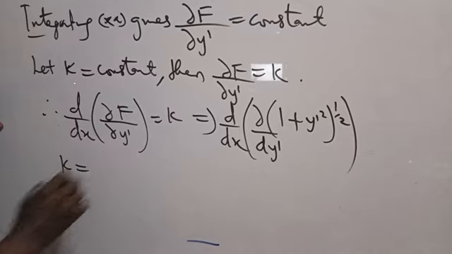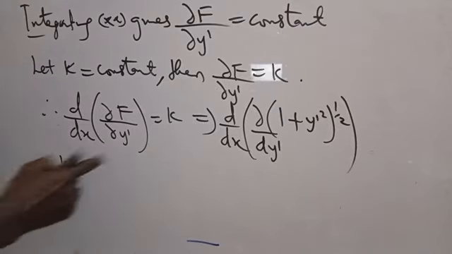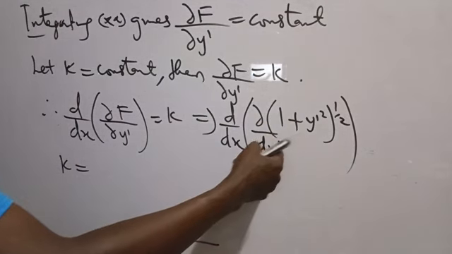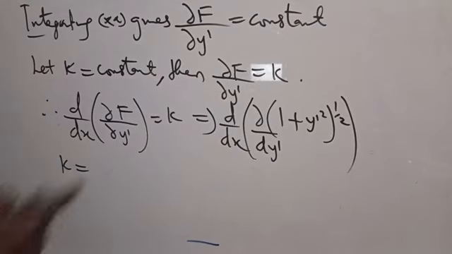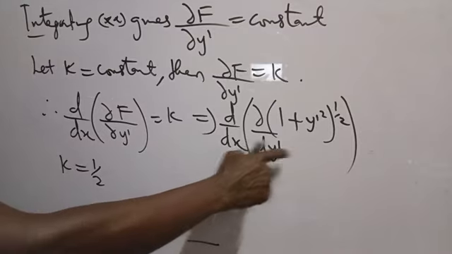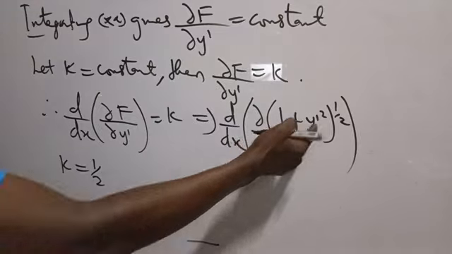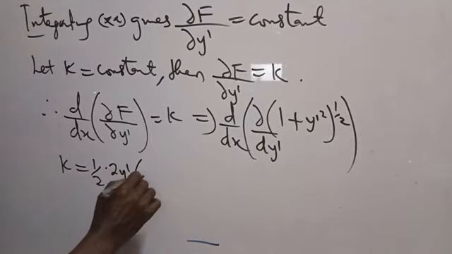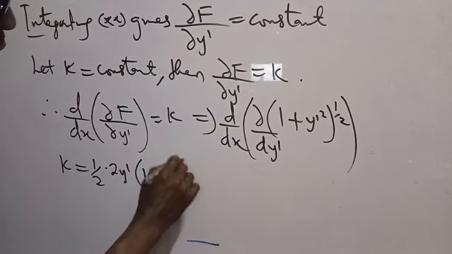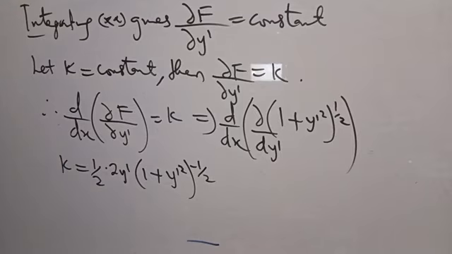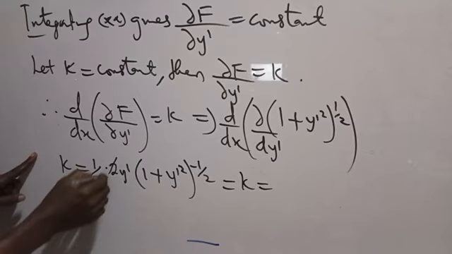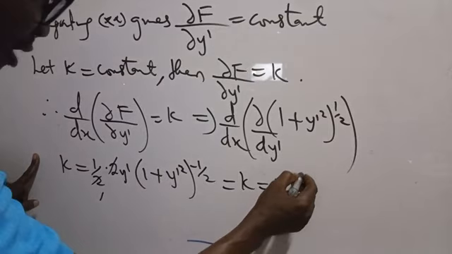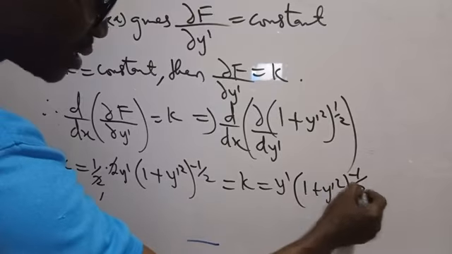So we have k now equal to, I hope you are following. We want to differentiate partially with respect to y prime. Half times, remember we are differentiating with respect to y prime. This is like a function of a function. So you differentiate y prime here, you have 2y prime, then 1 plus y prime squared raised by minus half. That will give us k is equal to, we cancel this, you have y prime multiplied by 1 plus y prime squared raised by minus half.